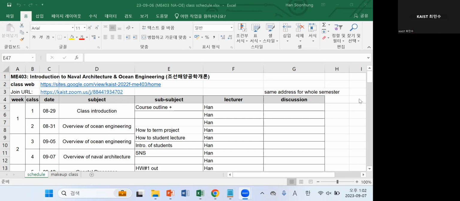Okay, today is the 7th, so we already did the ocean engineering overview and also the term project, student lecture, and introduction of students. We have one new face, Mr. Jung Sang-min. He was absent previously. Can you come out and introduce yourself? 30 seconds. Everybody already did, right? So you are late.